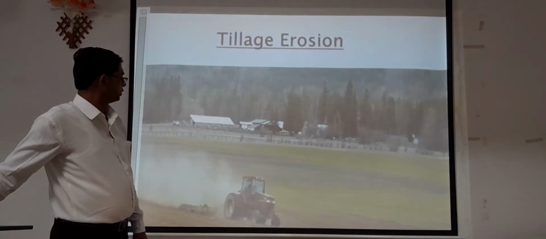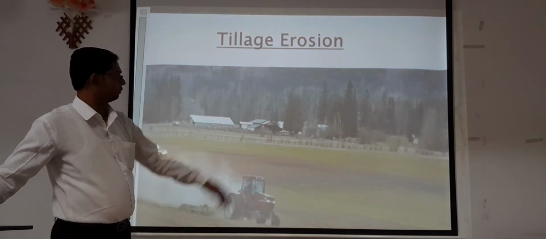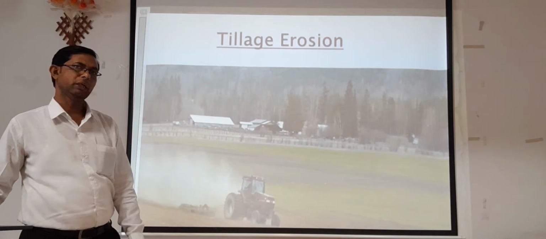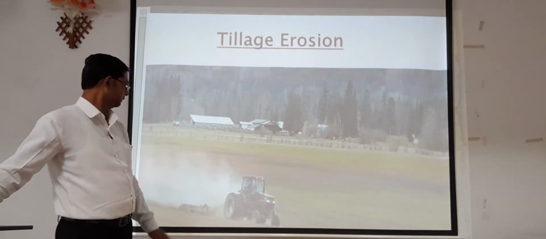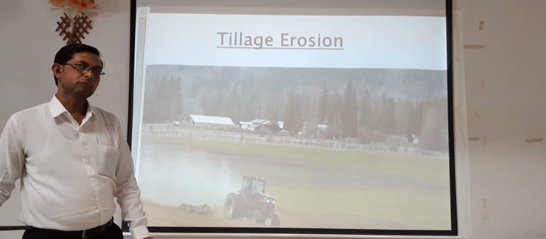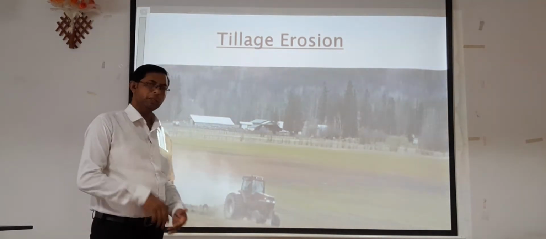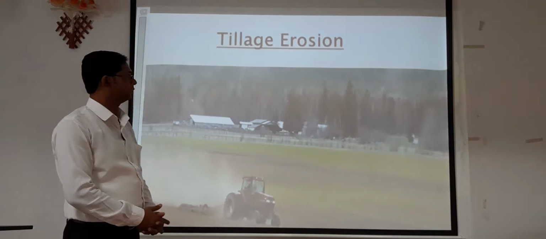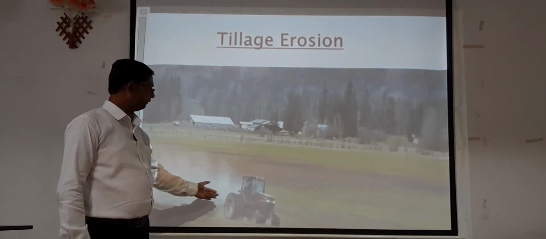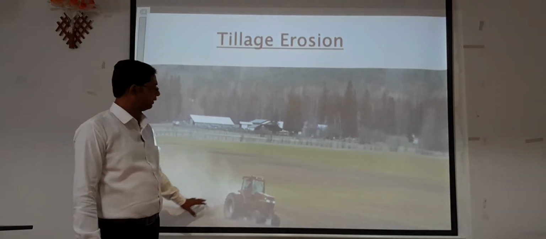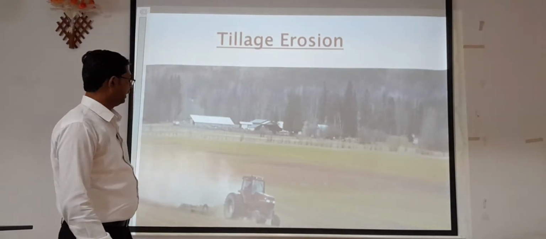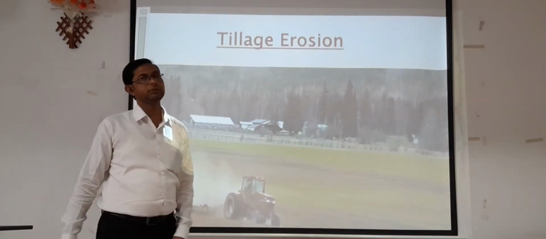Then tillage erosion. Now here you can see a large amount of activities will be done by human beings, and during these activities the erosion of the soil will occur. As we discussed earlier, human activity is the most important part of erosion. So here you can see the activity of humans in tillage will change the structure of that particular soil, and it is also known as tillage erosion.